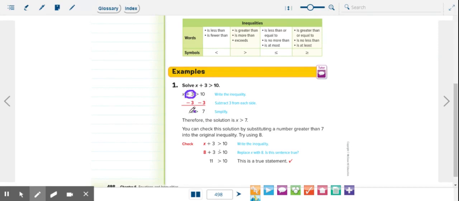Bring down your x. Now this is where it's going to be different. We do not have an equal sign in this problem. Instead, we have a greater than symbol. You're just going to move down the greater than symbol where you would normally put an equal sign. There's your answer. x is greater than 7.